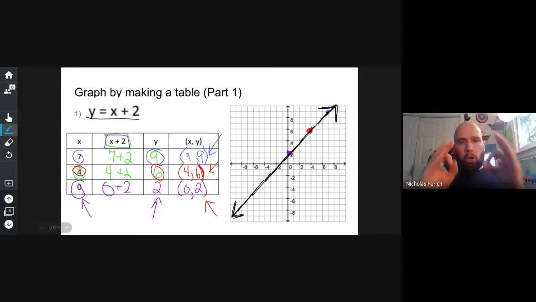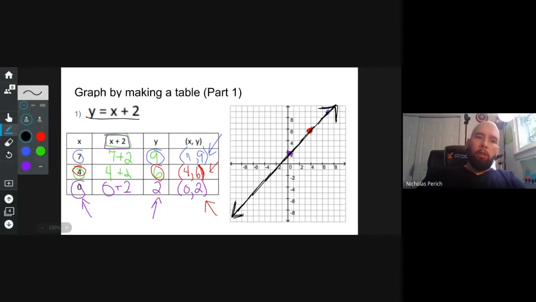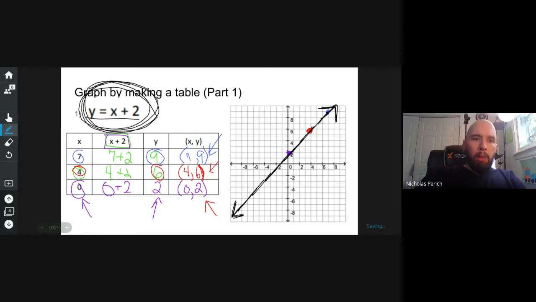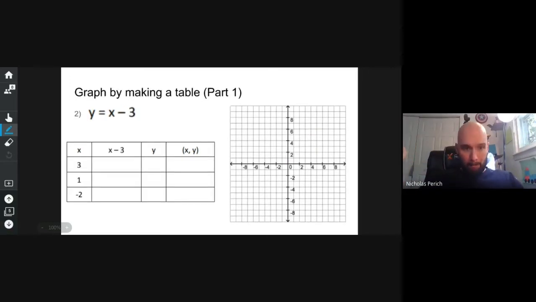I have my line going across the entire coordinate plane. These 3 points created a linear equation. A linear equation is a straight line. Again, what I did is I took this information and I plugged in 7 for x and got 9 because 7 plus 2 is 9. I plugged in 4 for x and got 6 because 4 plus 2 is 6. And I plugged in 0 for x and got 2 because 0 plus 2 is 2. I took all that information, turned them into points, graphed them on the plane, and drew a line. Done.